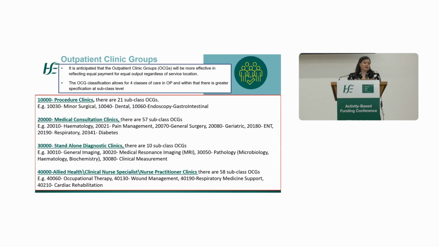So it's anticipated that the outpatient clinic groups will be more effective at reflecting equal payment for equal output regardless of service location. So you've got your 4 classes. You've procedural clinics, which are the 10,000s, 20,000 is medical consultation clinic, 30,000 is standalone diagnostic outpatient clinics, and the 40,000 is your allied health, clinical nurse specialist or nurse practitioner. There's a couple of examples there of what kind of OCGs are within each one. Surgical, minor surgical for procedures, kind of general surgery, geriatric for your medical consultation, clinical measurement for standalone diagnostic outpatients, and then for your allied health, it's OT therapy, wound management, cardiac rehab.